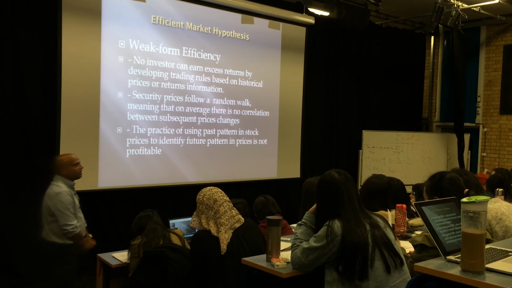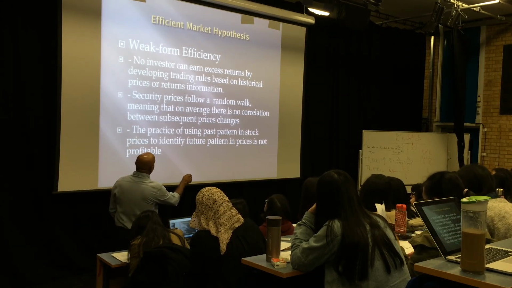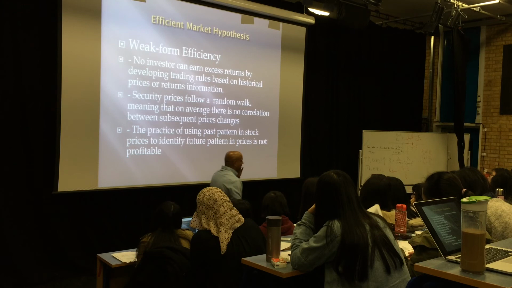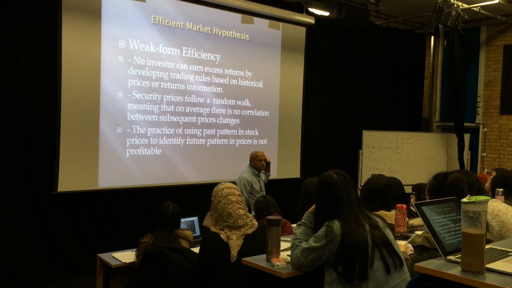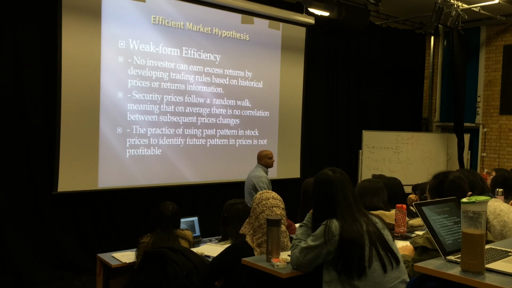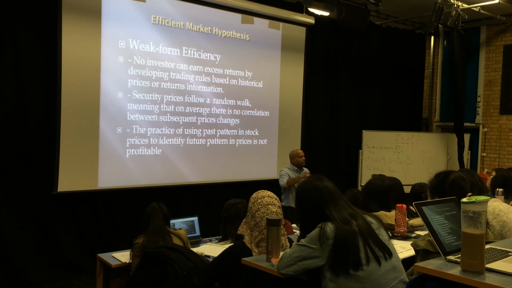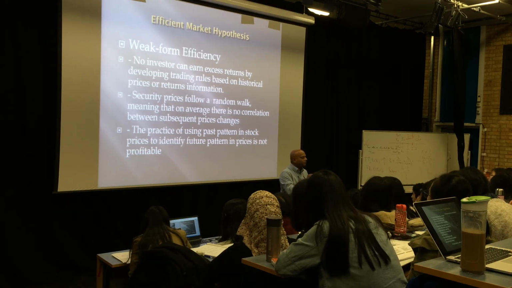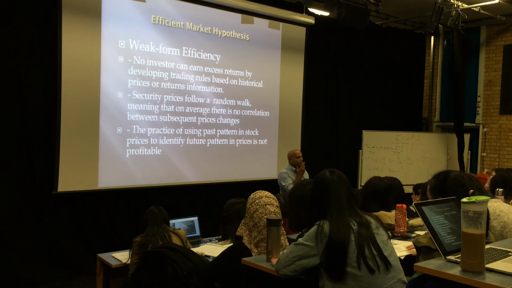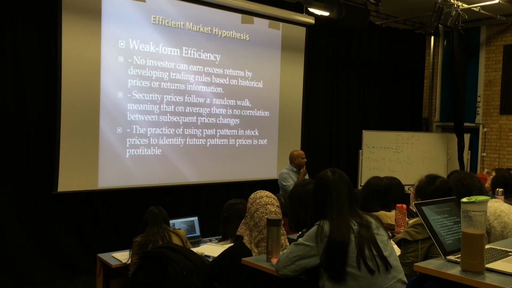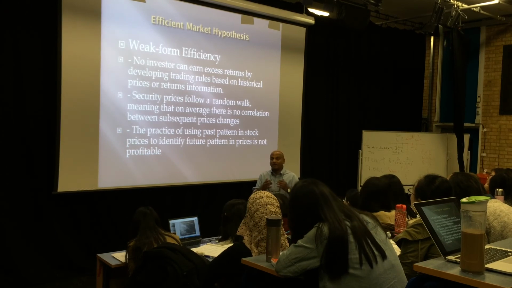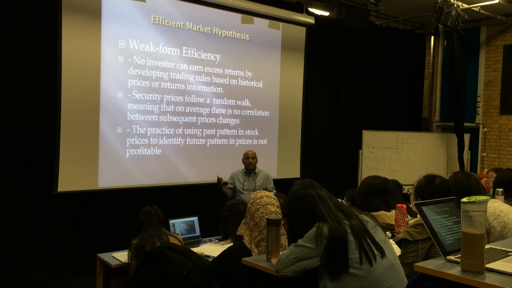So what does that mean, weak form? No investor can earn excess return by developing trading rules based on historical pricing or return information. What is that supposed to mean? Can you look at the price yesterday and make money off that? You cannot look at the price movement of a stock for the last few months and think, right, tomorrow this thing is going to go up. There's no connection. There's no correlation between price yesterday and price today. There's no correlation between price at 9 o'clock and price at 4:30. Things change. It's very random.